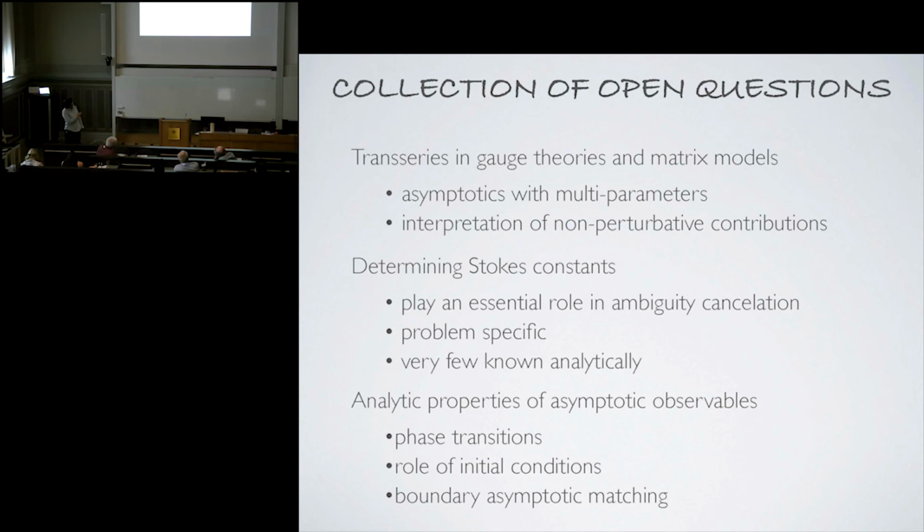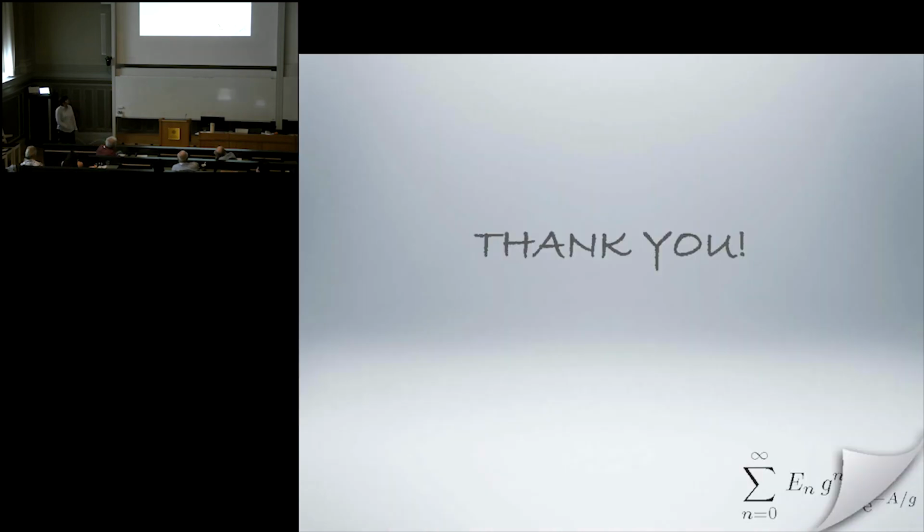And also, again, this part that I've spoken about here, which is the analytic properties of the asymptotic observables: trying to analyze phase transitions, the role of initial conditions in our model, in our trans series, and also, for example, if you have boundaries and what's called matched asymptotics, this should be doable quite well with a trans series formalism. And this is just, well, thank you.